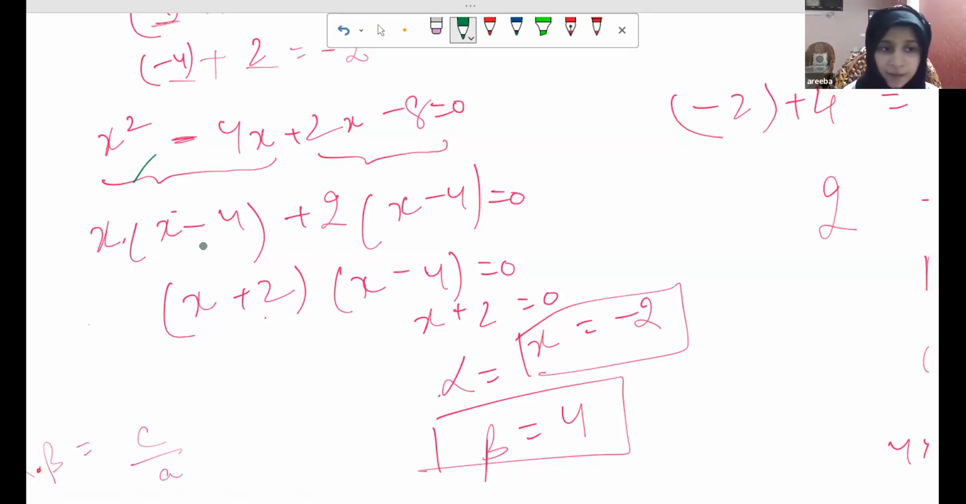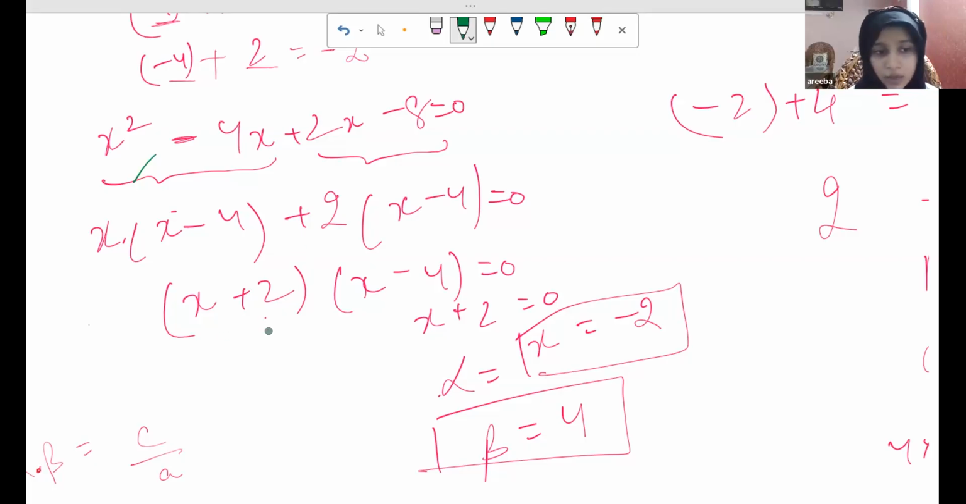Now, if you see clearly, x minus 4, both are the same thing, right? I can write it as 1x minus 4. Now I have x plus 2, x and plus 2. This is another factor. Okay?